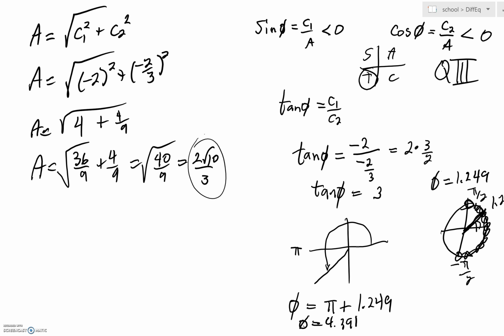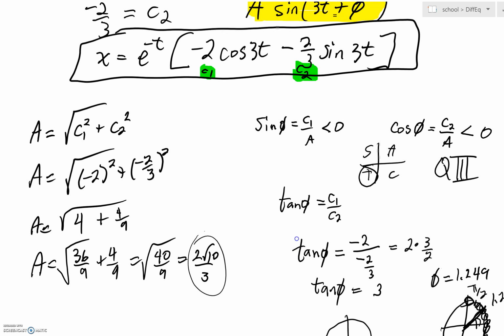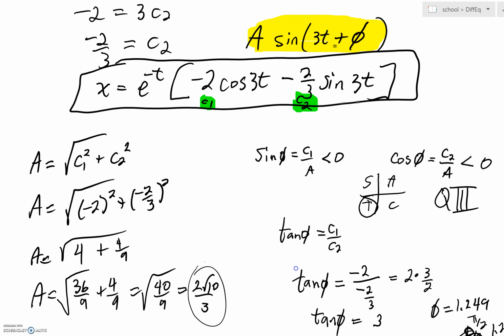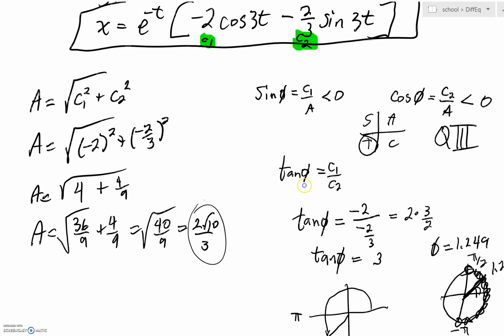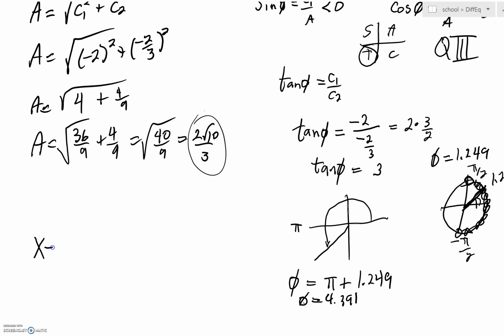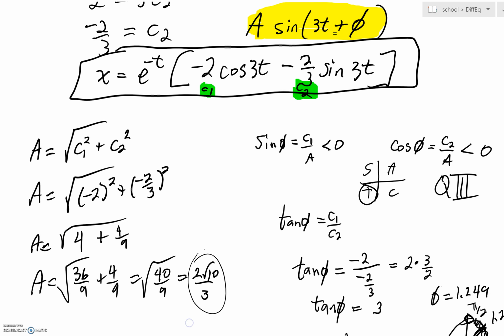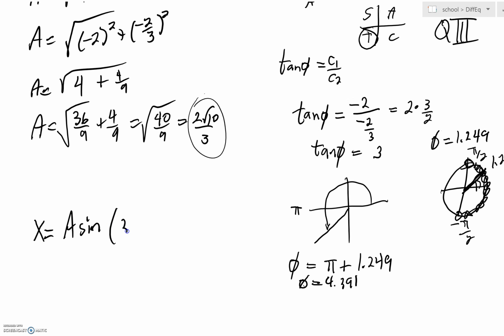But remember, we said that ultimately we wanted to get this yellow highlighted form here. We wanted to say that x was equal to a sine, as you looked at that, 3t plus phi. We now know a. We found that at the end of our last video. It was 2 radical 10 all over 3.